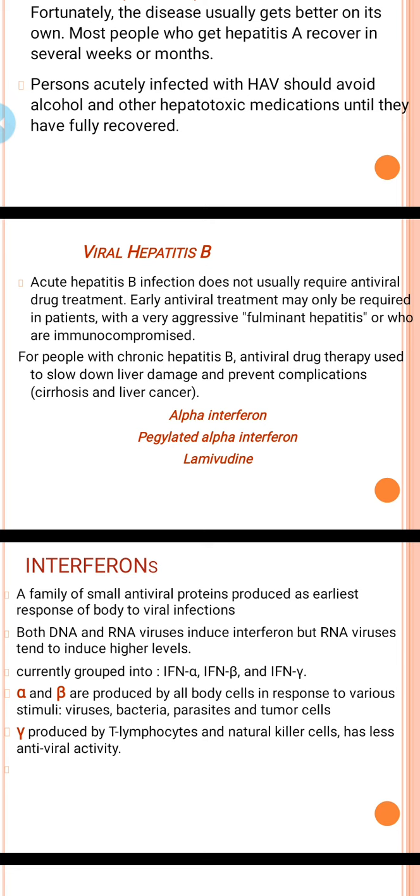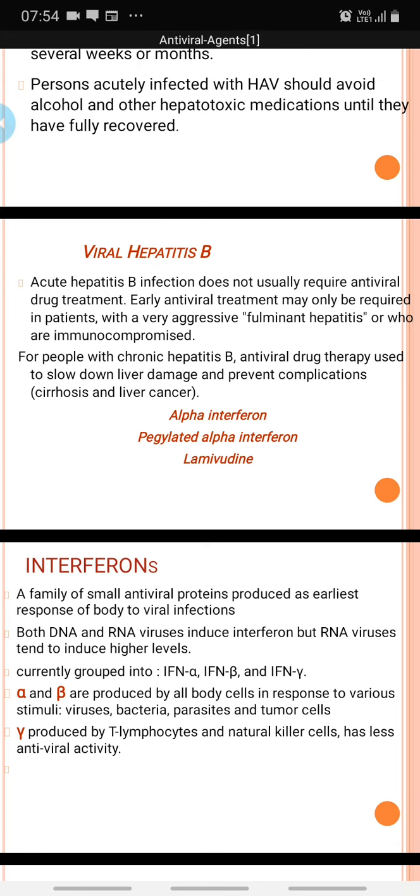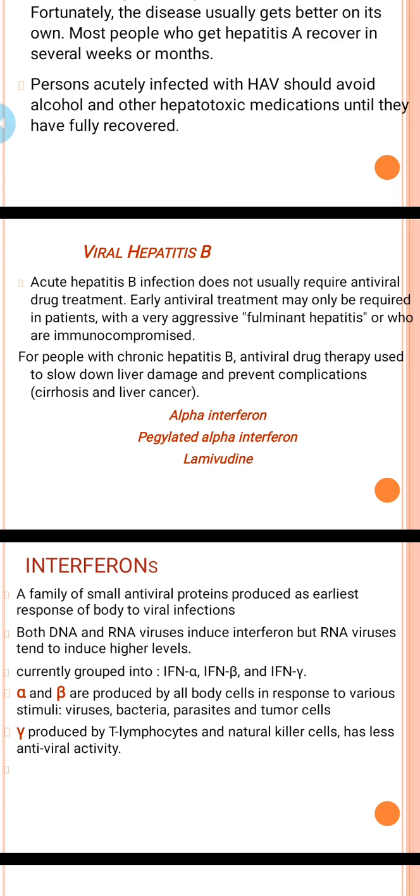Interferon is a family of small antiviral proteins. Prepare it as a short note. It is a very commonly asked question. So interferon, what is the mechanism of action? Interferons are a family of small antiviral proteins produced as the earliest response of the body to viral infection. So interferons can be produced by the body also. Both DNA and RNA viruses can induce interferon, but RNA viruses tend to induce it at higher levels. Currently they are grouped into IFN alpha, IFN beta, and IFN gamma.